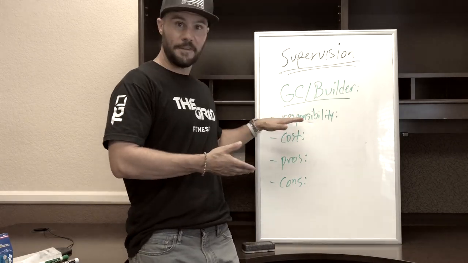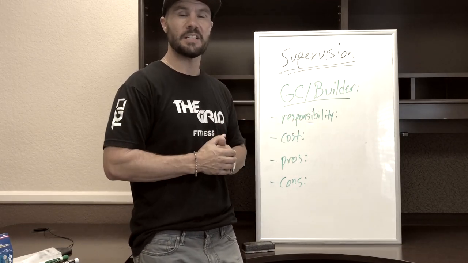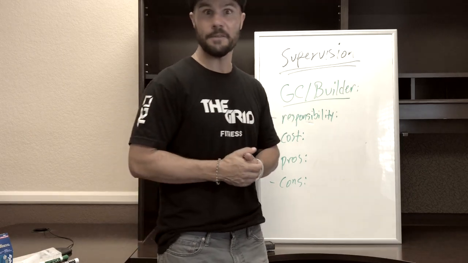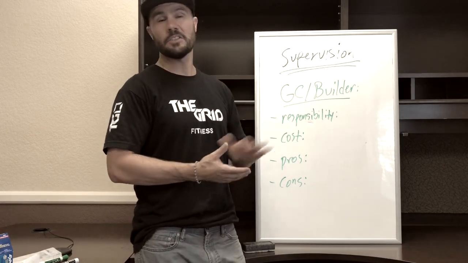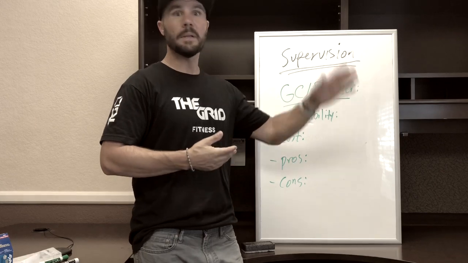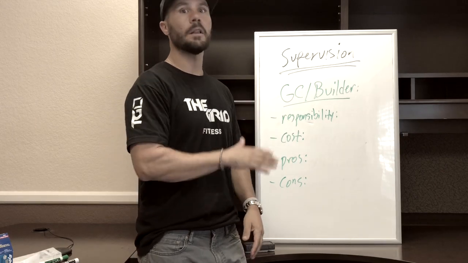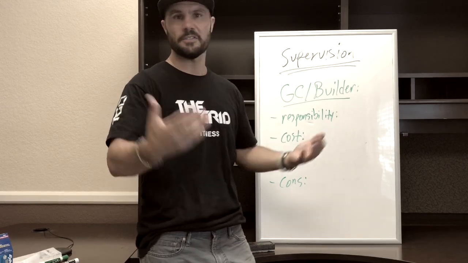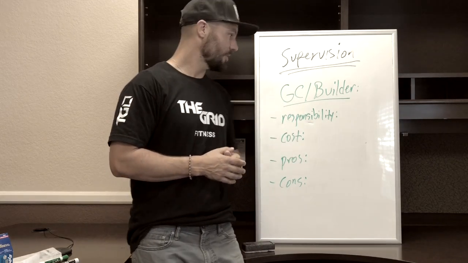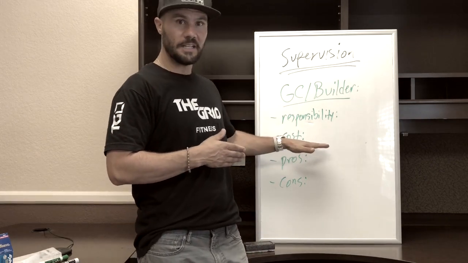Now you could have a set fee. So on some of my build projects, I pay the builder a $25,000 fee to build the whole house. Here's my plans, here's what I'm doing. You build it, you manage it, you get the subs, you do all of it, and I'll pay you $25,000 or $50,000 or whatever it may be. Okay, so that's how we manage the cost.